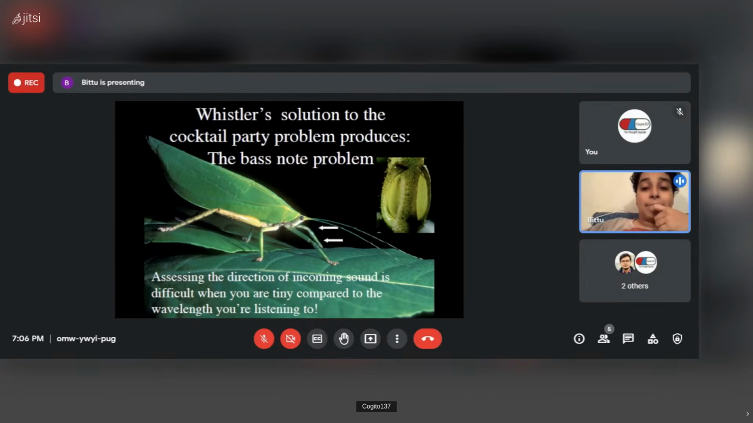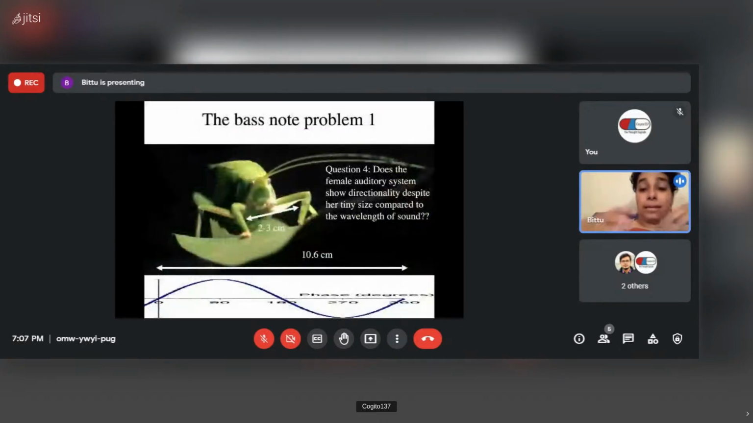But the other problem that this animal faces is that it's very difficult to assess the direction of incoming sound when the wavelength of a song is so large. So at 2.3 kilohertz, 3.2 kilohertz, the wavelength of the song is 10.6 centimeters.